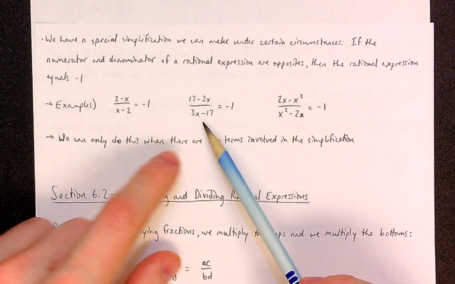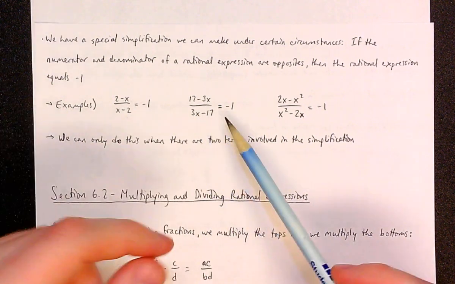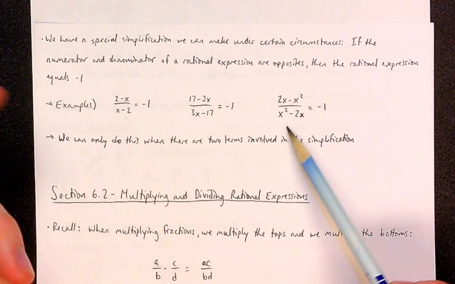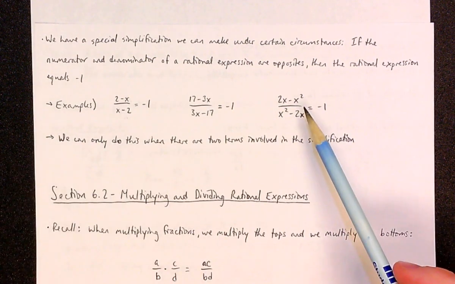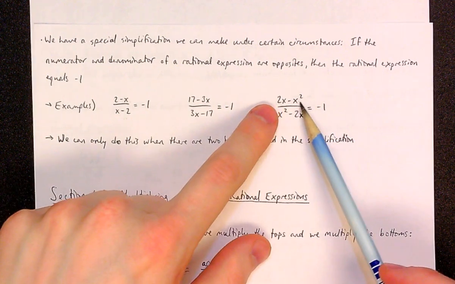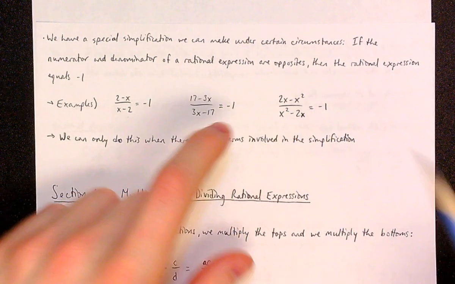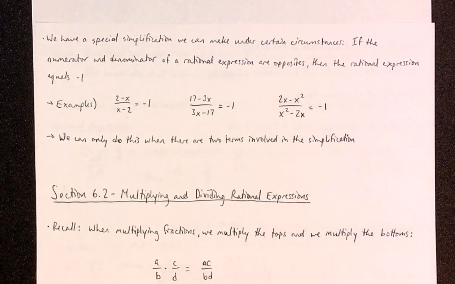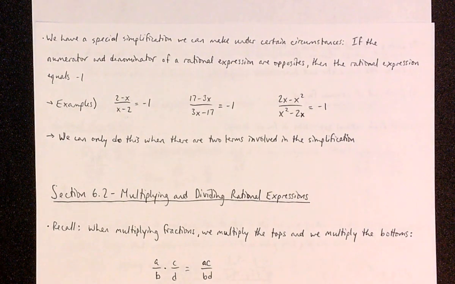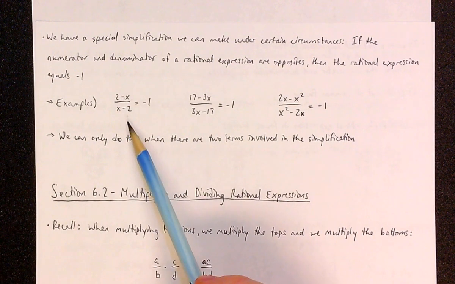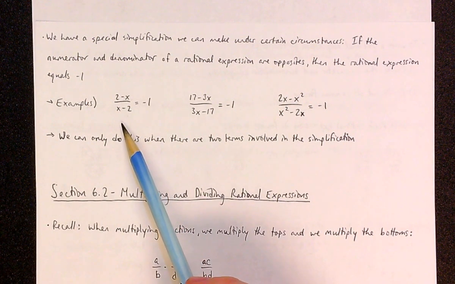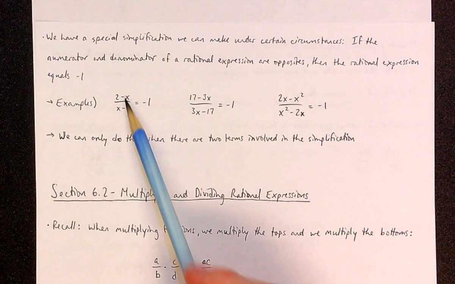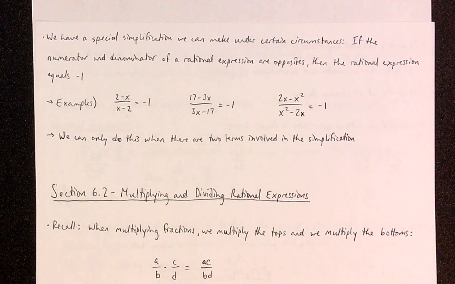Here, 17 minus 3x divided by 3x minus 17. 2x minus x squared divided by x squared minus 2x. Once again, we're just switching the places of these terms, and when you do that, that simplifies to a -1. But we can only do this when there are two terms involved. We can't do this when there's 3 terms on the top and 3 terms on the bottom. Only has to be 2 terms in the bottom and the top in order to be able to do this.